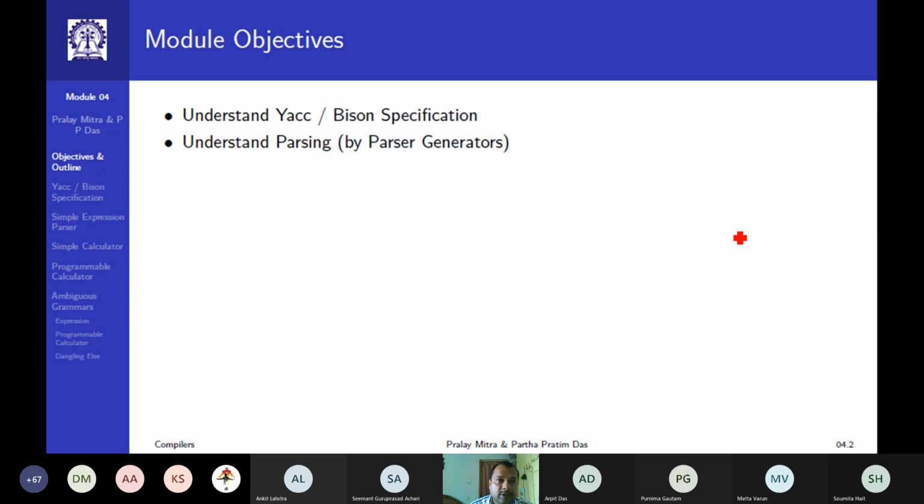So the main purpose of this module is to understand the YACC or Bison specification. Although we will be using the syntax, which is mostly Bison specific, and in laboratory class also we will focus on Bison, which is more powerful than YACC, but it can also be used for YACC. So understand parsing by parser generators.